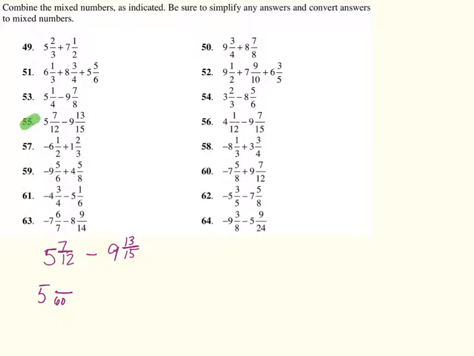So this was 5 times. 12 goes into 60 5 times, so therefore 5 times 7 is 35. We're going to change this to plus negative. 15 goes into 60 4 times, so therefore 4 times 13, well, that's 52. So let's do the stacking method. I again know that my answer is going to be a negative answer.